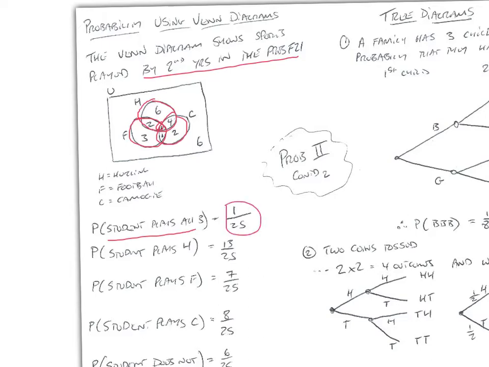And the probability that a student plays hurling, we add up all the guys in here, and we have 6 and 4 plus 2 plus 1 is 13 out of 25. And that a student plays football, we've 2 and 3 and 1 and 1, so we've 7 in 25. And the student plays camogie, we've 4 and 2 and 1 and 1, so 4 and 2, 6 plus 1 and 1 is 8 in 25.